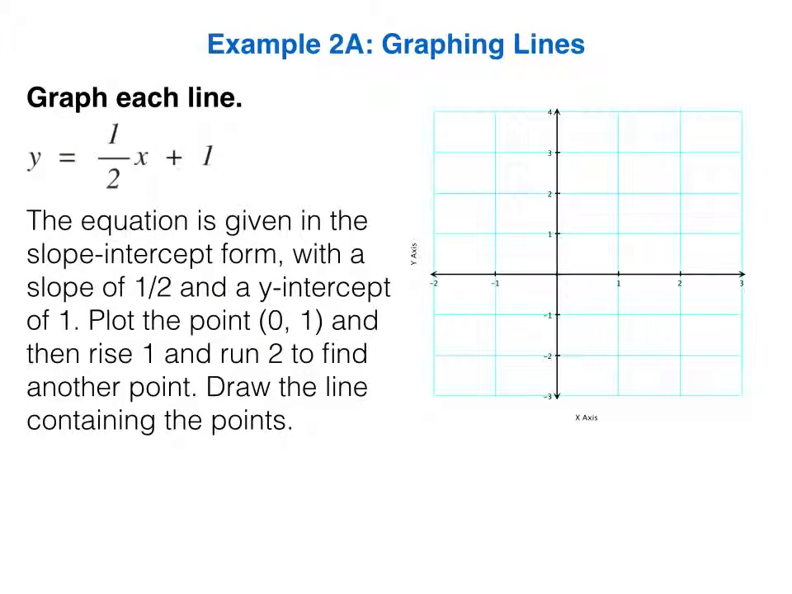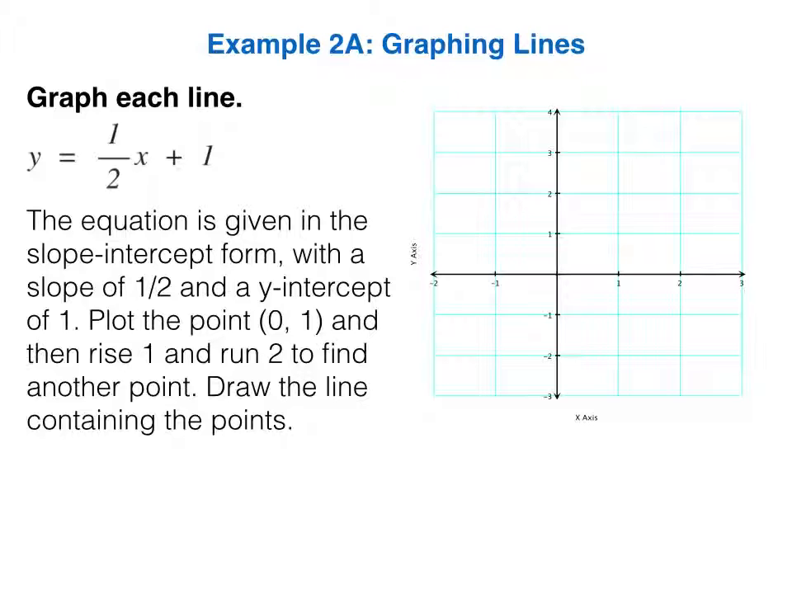Graph each line. We have y equals 1/2 x plus 1. The equation is given in the slope-intercept form, with a slope of 1/2 and a y-intercept of 1. Plot the point 0, 1, and then rise 1 and run 2 to find another point. Draw the line containing the points.